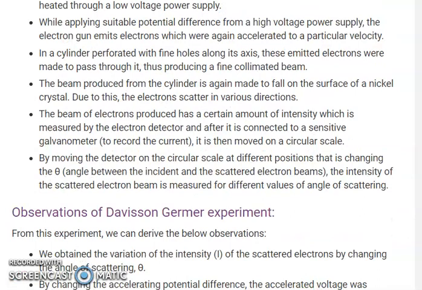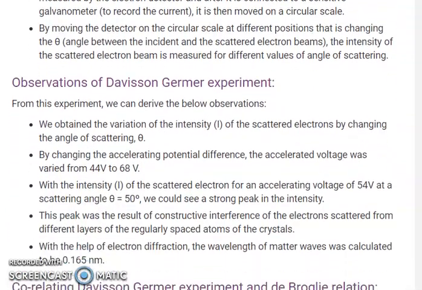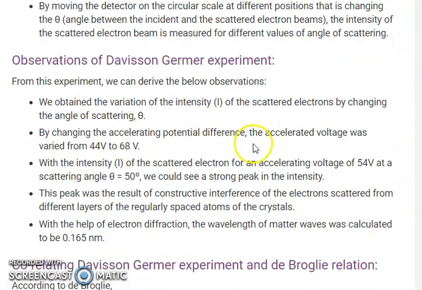Observations of the Davisson-Germer experiment. From this experiment, we can derive the below observations. We obtain the variation of the intensity I of the scattered electrons by changing the angle of scattering theta. The accelerating potential difference was varied from 44 volts to 68 volts. The intensity of the scattered electrons for an accelerating voltage of 54 volts at a scattering angle of 50 degrees showed a strong peak intensity.